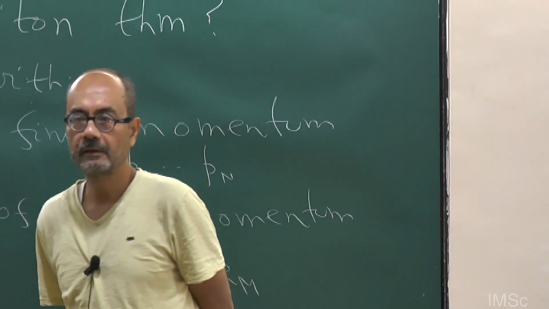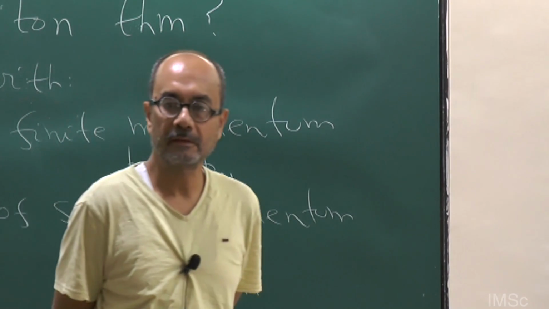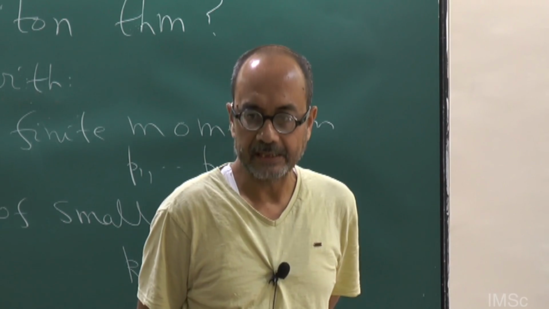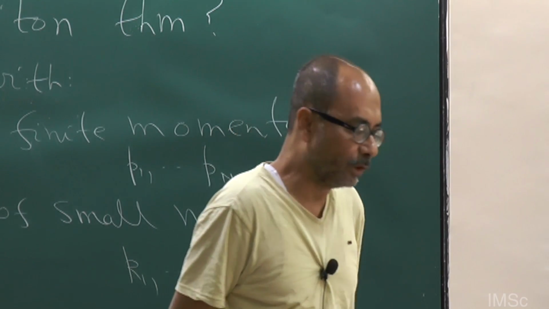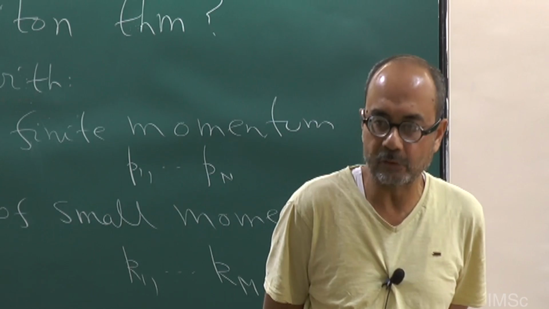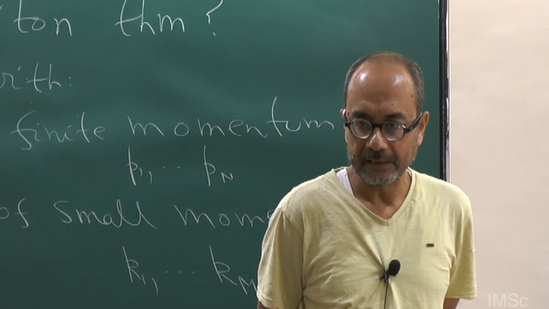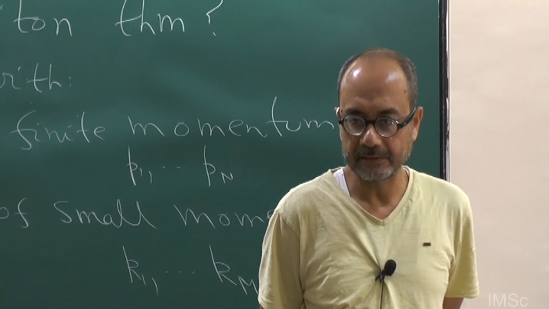In the standard old way of doing the soft theorem and so on, the conserved vector current plays a very important role. We will not use that language, but the physics will be the same. The gauge invariance will play an important role, but we will not use that language.